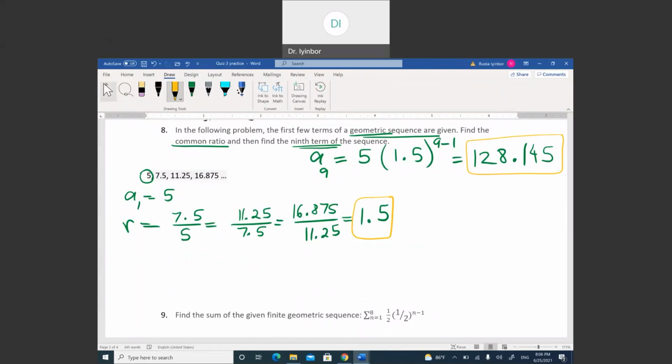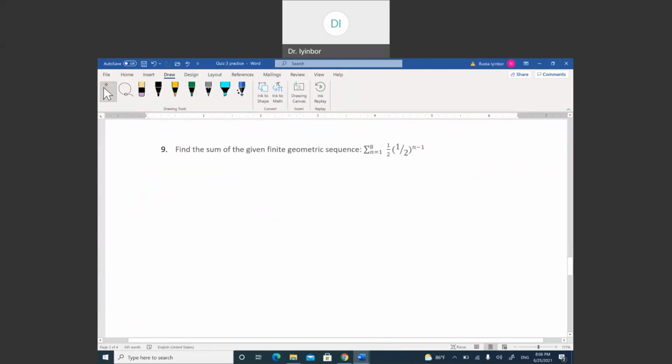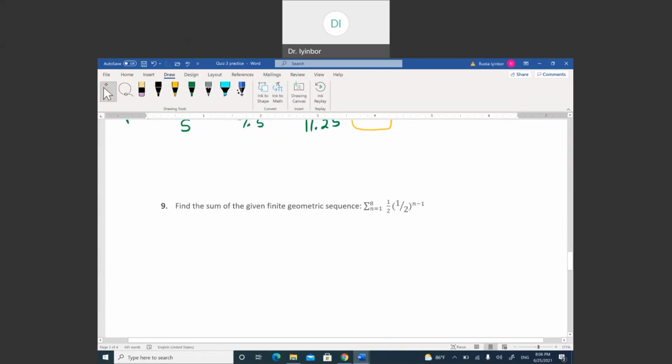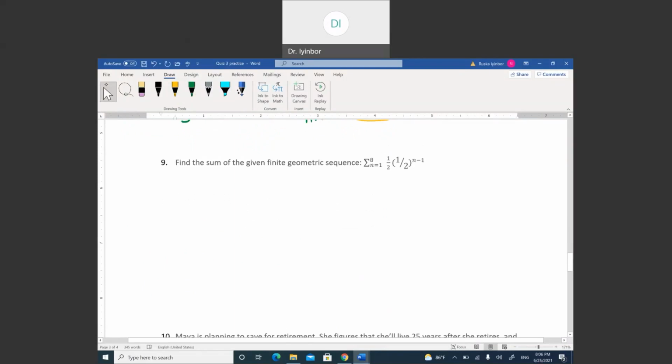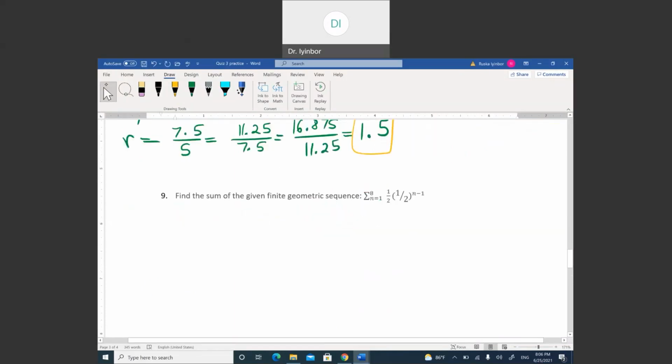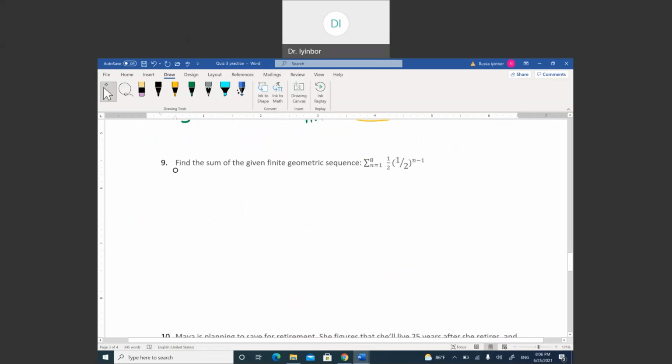Okay, so that was 8, and then you're going to go to number 9. In number 9, we have to find the sum of the given geometric sequence. We know it's geometric.